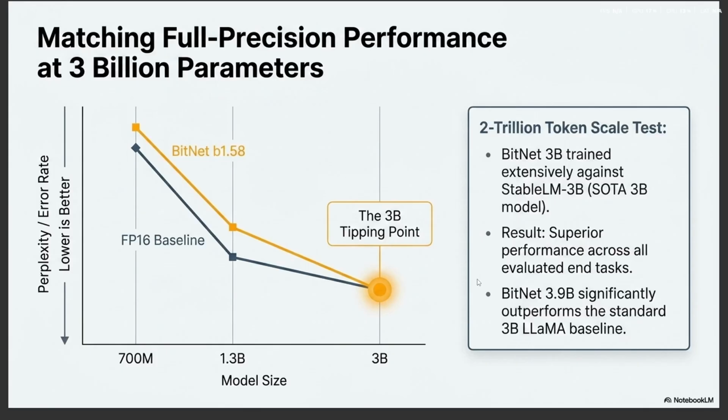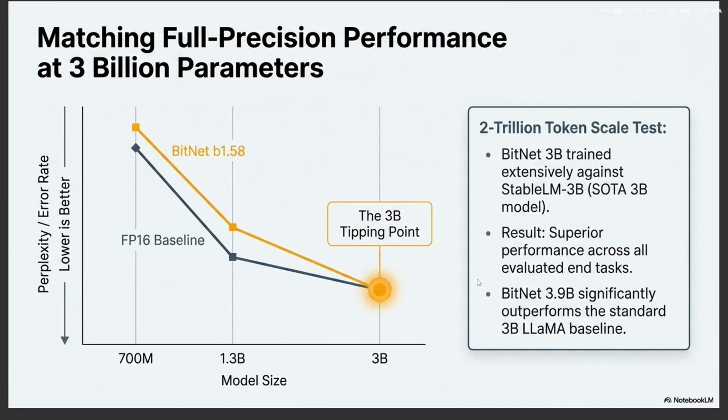This is one of the most important result slides. At smaller sizes like 700 million and 1.3 billion parameters, BitNet b1.58 is close to the full precision baseline, but not always equal. But at around 3 billion parameters, BitNet b1.58 starts to match full precision performance. This is the key turning point.